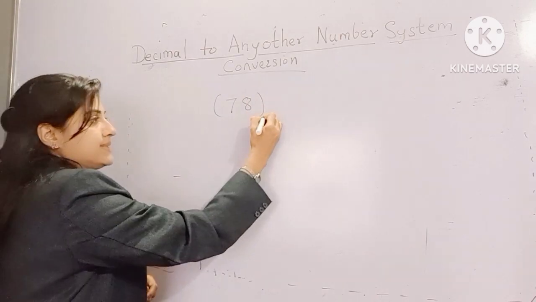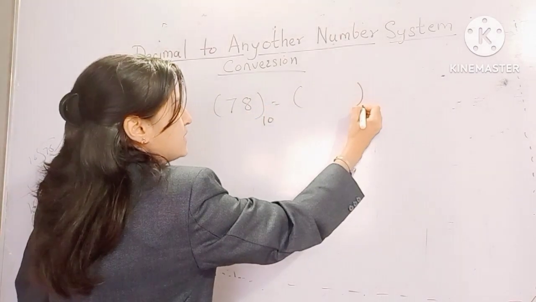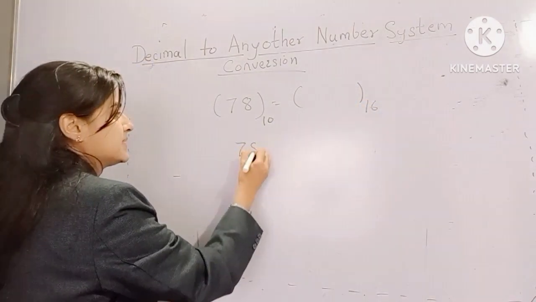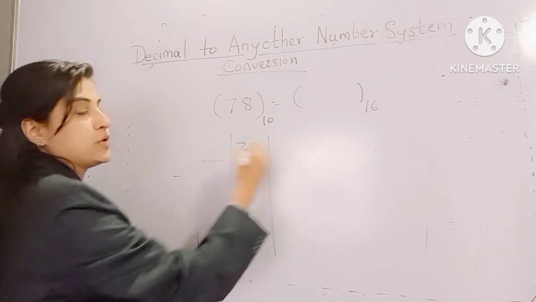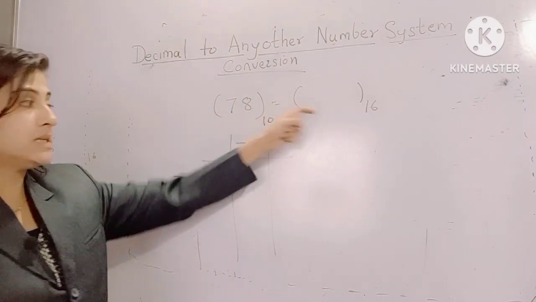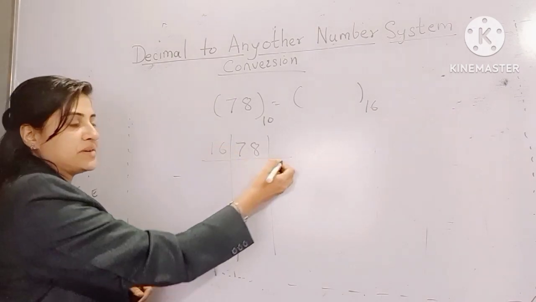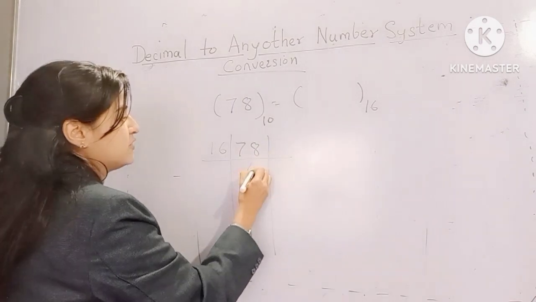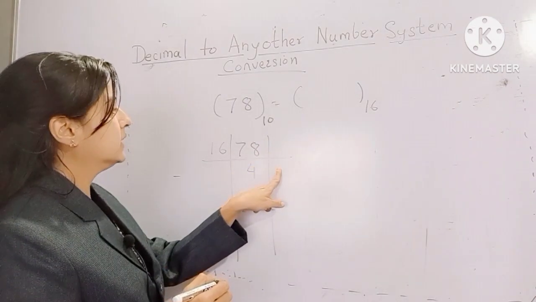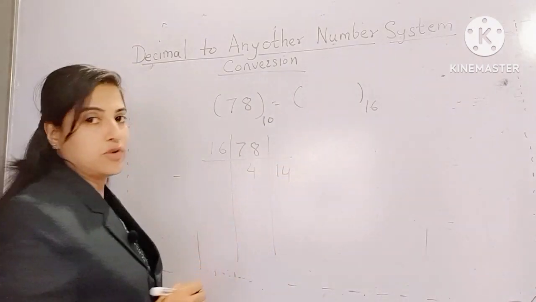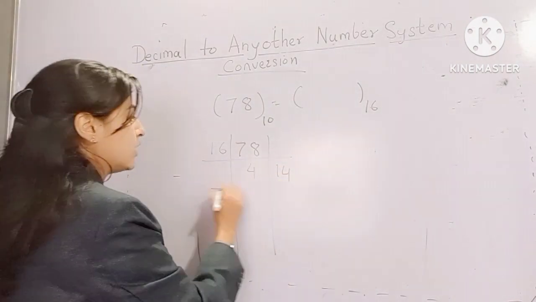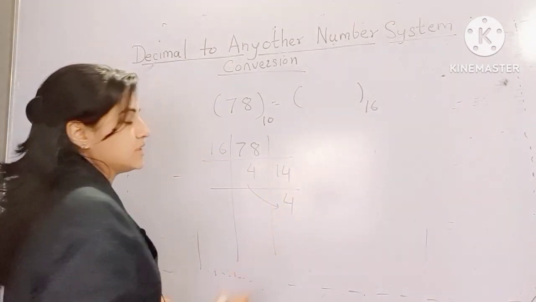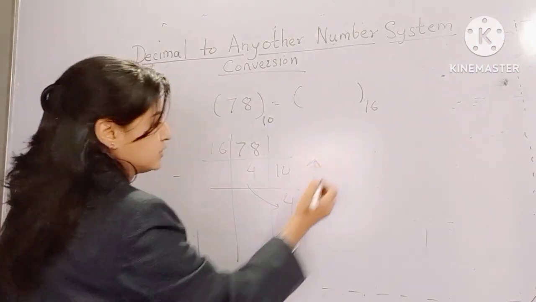Now take a decimal number for which I want the hexadecimal equivalent. The steps are the same, but in this case we have to divide this number by 16. So 16, quotient here, remainder here. 16 4s are 64, and what will be the remainder then? 14. You have to write the remainder here. Now 4 cannot be divided by 16, so I have to shift it here. Now bottom to top.